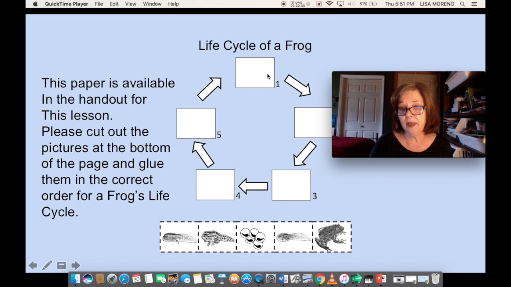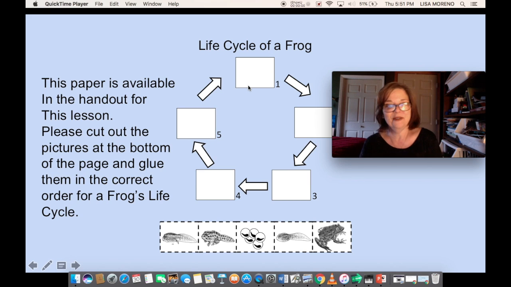So I'm going to give you a hint. You start here with the first picture I showed you with the lady that had those in her hand. Those are frog eggs. And then there are 5 pictures, so there are 5 spots for you to put the pictures. Enjoy. I hope you're reading and learning.